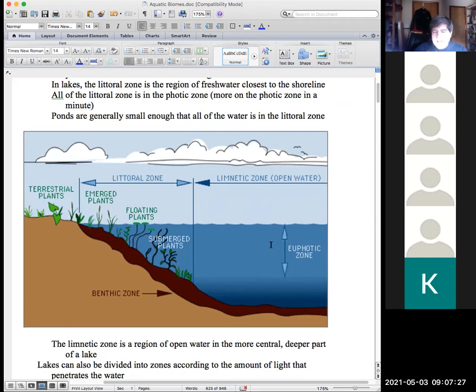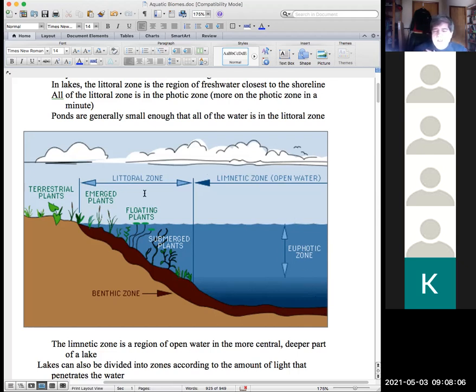So when we look at a lake, there are different ways to think about dividing up this biome into smaller ecosystems or communities. So one area of the lake, if we want to divide it up by the region where it's located, is the benthic zone. And the benthic zone is simply the bottom of the lake bed. So this extends all the way from the shoreline where the water ends to the deepest part of the lake.